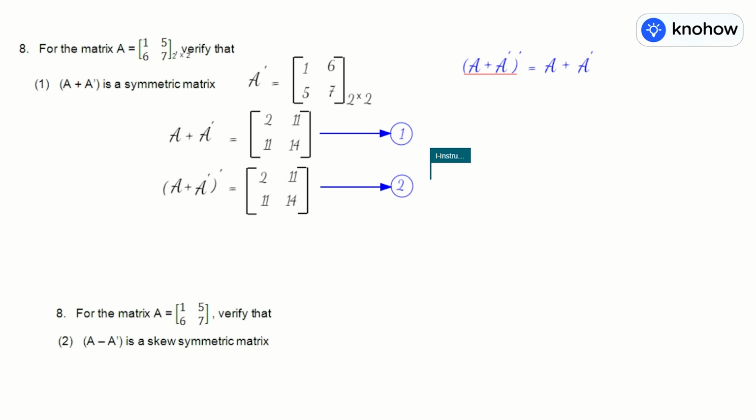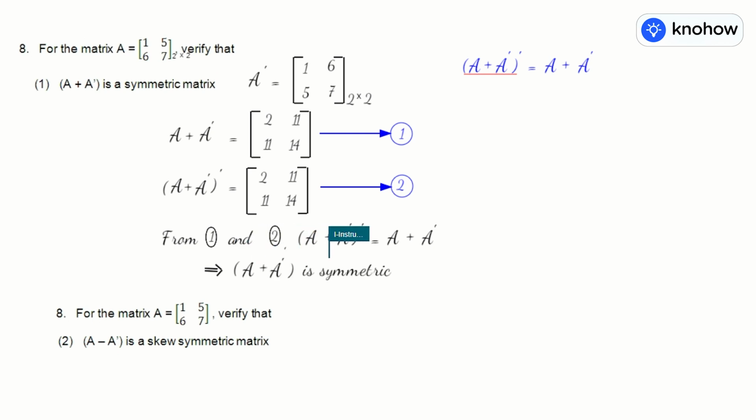We observe from first and second that the two matrices are the same. From first and second we find that both the matrices are the same. To conclude, A plus A dash transpose is the same as A plus A dash, and hence we can say that A plus A dash is a symmetric matrix.